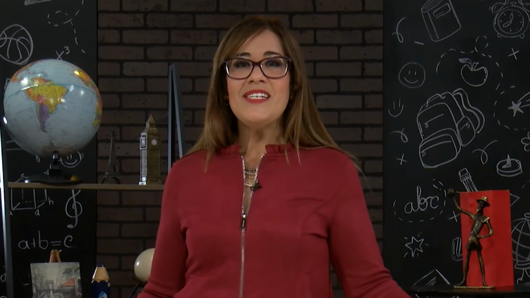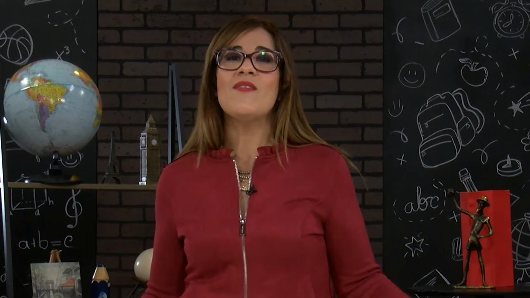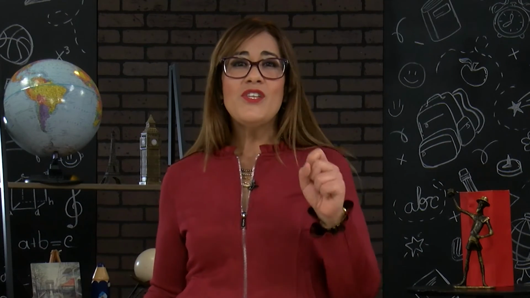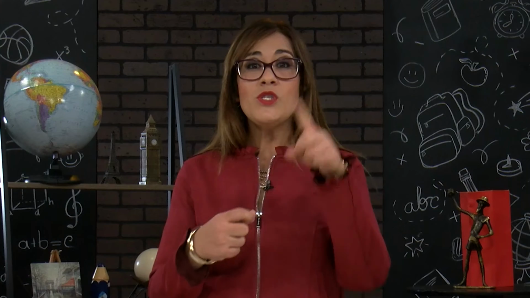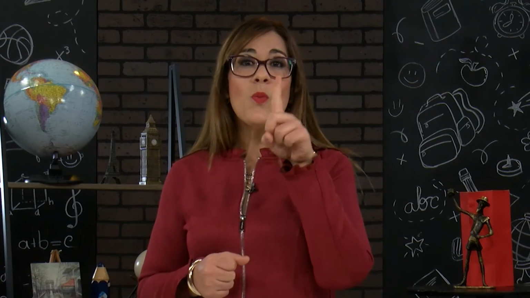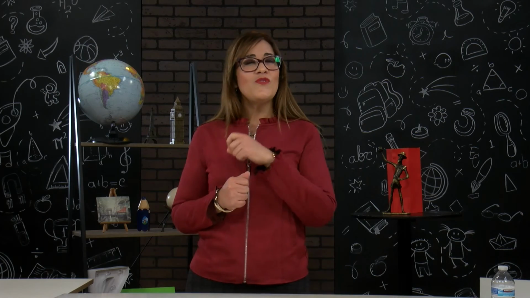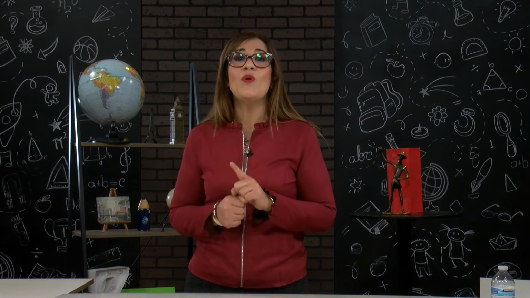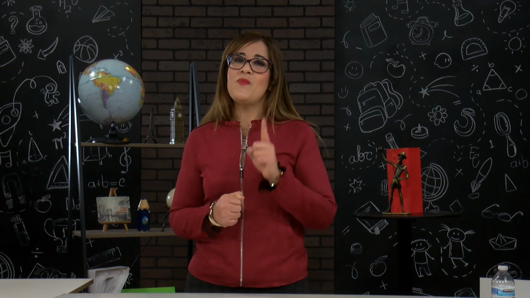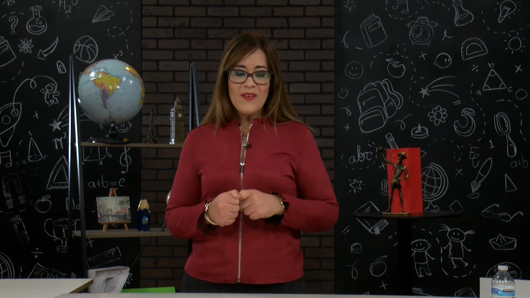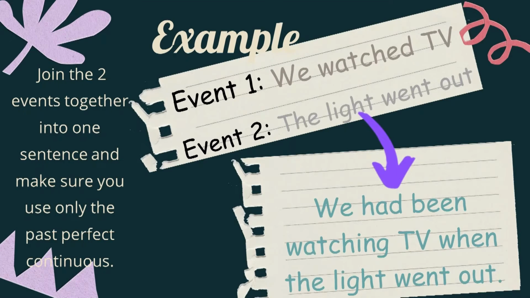For the next activity, what we're going to do is that we have two events, and you have to join them together into one event. But don't forget, guys, that you only need to use the past perfect continuous. Okay? For example, first event, we watched TV. Second event, the light went out.